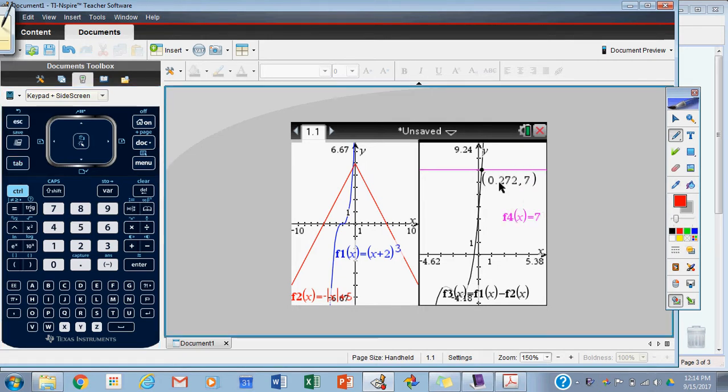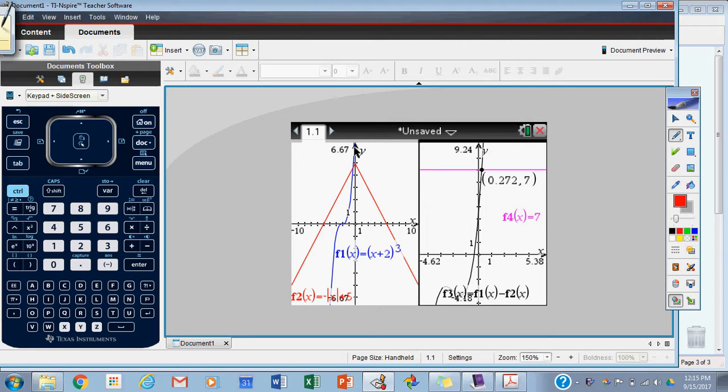So here's our ordered pair, and if I hit plus when I hover over that, I will see more decimals if I need to. But we have 3 there, so we're good. So what does this mean? That means if over here you go over 0.272, right here, 0.272, that's where these two graphs have a vertical distance between them of 7 units.